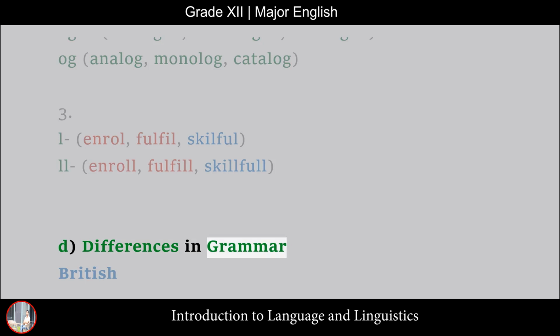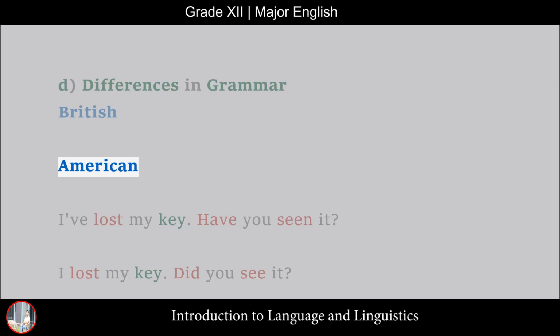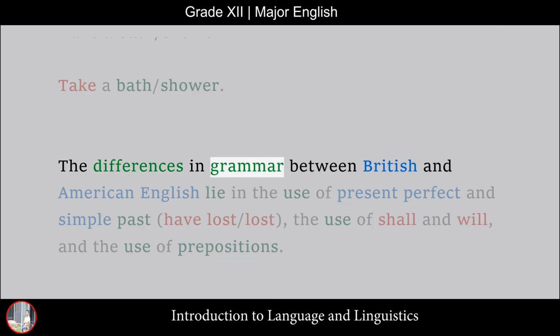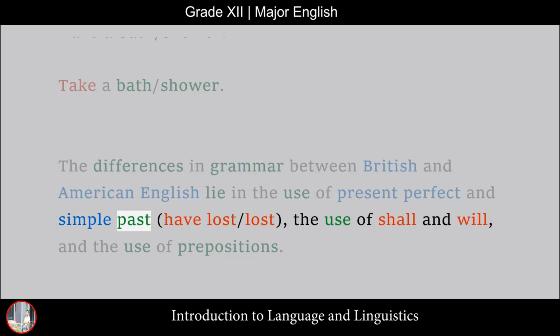D. Differences in grammar. British: I've lost my key. Have you seen it? American: I lost my key. Did you see it? British: Have a bath/shower. American: Take a bath/shower. The differences in grammar between British and American English lie in the use of present perfect and simple past, have lost/lost, the use of shall and will, and the use of prepositions.